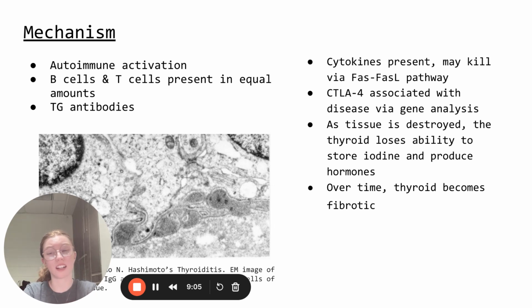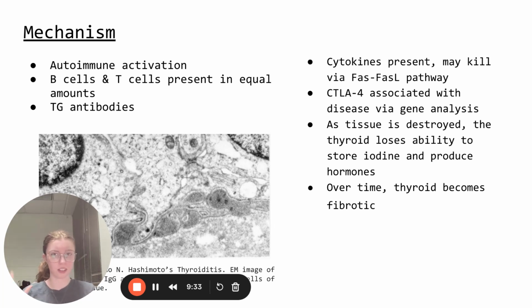So there's also a lot of cytokines present. They're assumed to be killing by the Fas cell pathway. Not entirely clear if they are or if they aren't, but generally if they're there, they're probably doing that. And there's also a variant of CTLA4 that is associated with this disease by a gene analysis that might lead to T cells inappropriately targeting the thyroid.